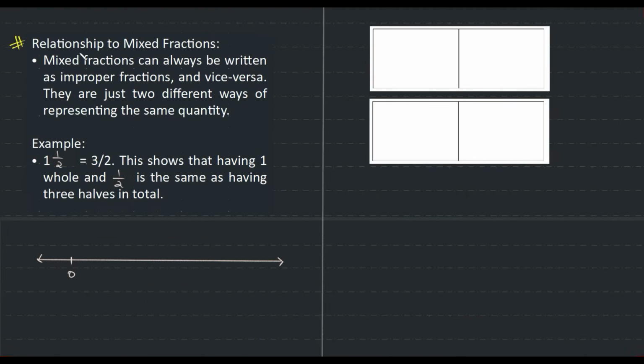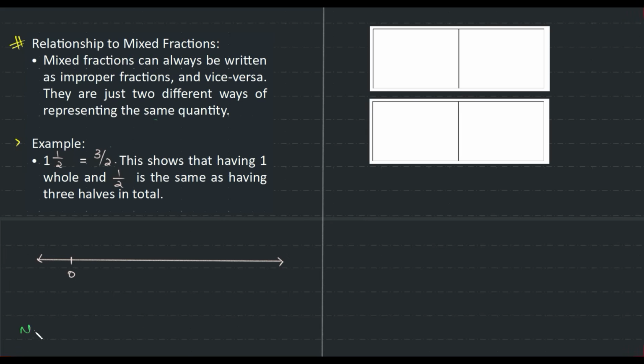Now, the relationship of the improper fraction to the mixed fraction. A mixed fraction can also be written as an improper fraction, and vice versa. That's the relationship. They are just two different ways of representing the same quantity. For example, 1 and 1 by 2 is the same as writing 3 by 2. So let me write this in this way also, 3 by 2. Again, guys, I can still write it like this also. So don't get confused, all of these are one and the same.